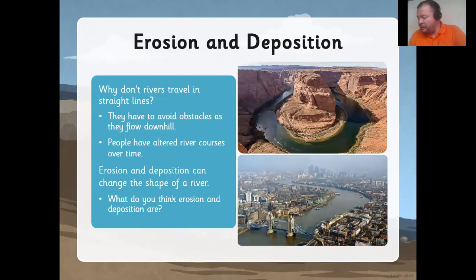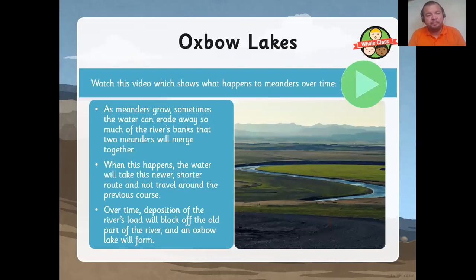Now, this is the question that I asked you earlier in the class. Why don't rivers travel in straight lines? Because they have to avoid obstacles as they flow downhill. People have altered rivers' courses over time. Erosion and deposition can change the shape of a river. What do you think erosion and deposition are? We already saw the video.